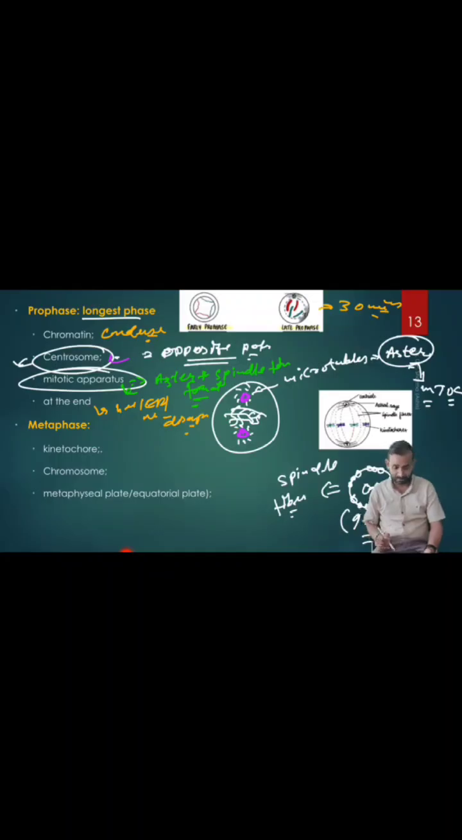So these asters with the formation of the spindle fibers combined is called what? Mitotic apparatus. So this is a question in the exam. Mitotic apparatus will appear in which phase of the mitotic division? This is the prophase, right? Then what happens at the end? The Golgi body, the endoplasmic reticulum, and the nuclear membrane will degenerate. Now we'll go to the metaphase.